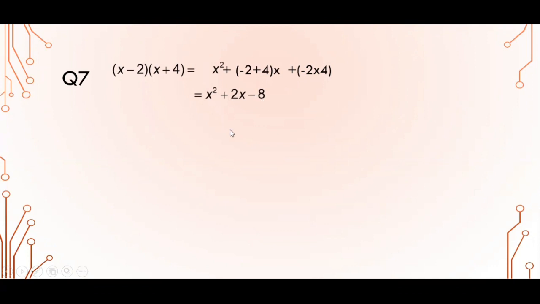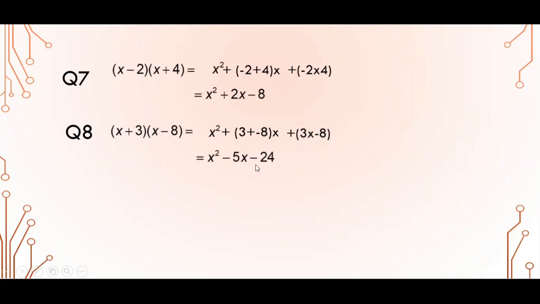Got it, children? One more question. (x + 3) into (x - 8). Your a is 3, your b is minus 8. Compare with the identity: x square. Now 3 minus 8, orally you can take. You are going to get 3 minus 8, which is minus 5x. And minus 24. See how it happens. So 3 plus minus 8 is going to be minus 5. And 3 into minus 8 is going to be minus 24. So that is how you get x square minus 5x minus 24. Got it? It's easy, children. With the practice, you'll be able to solve.